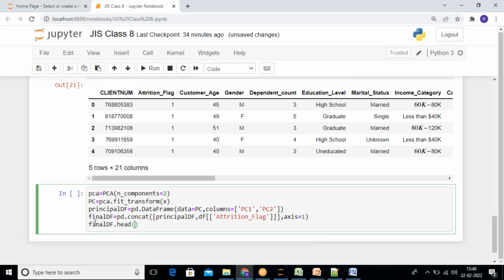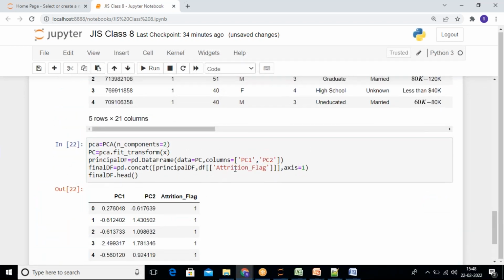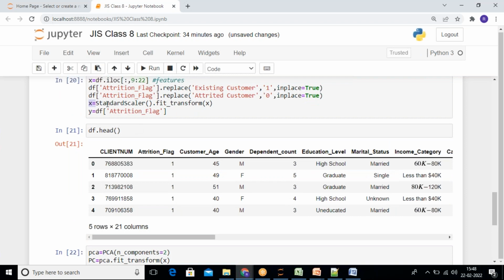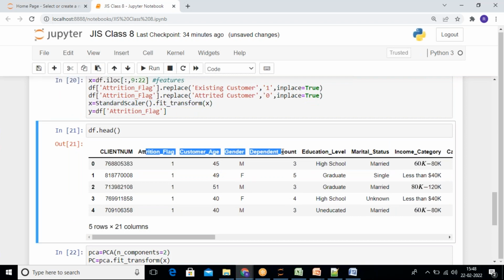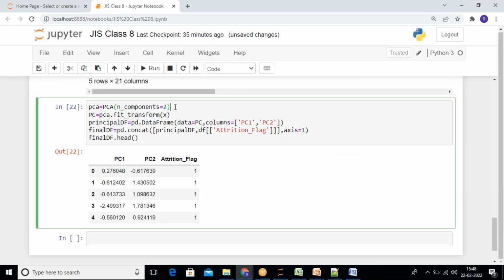Let's run this now. See, our total X contained around 19 features, of which 12 features are converted into 2 features. So dimensionality has reduced from 12 to 2. The name of the first column is PC1, the name of the second column is PC2, and the target over here, see, I have concatenated with it. The concat requires two parameters. The first parameter is the actual data, and the second one is the column that you want to concatenate. Just try to understand.